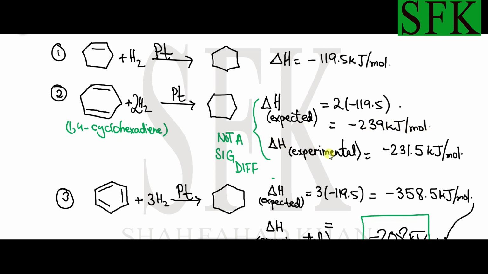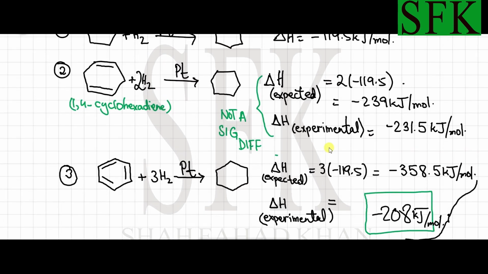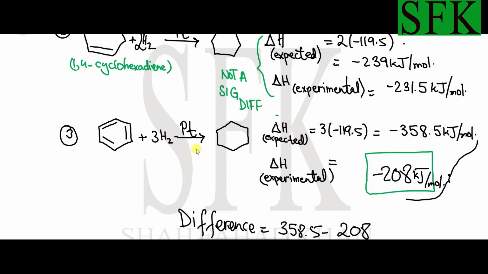But when the experiment was performed, the energy turned out to be minus 231.5 kilojoules per mole, which has some difference. The difference between the two energy levels is there, but it's not very significant. It's a very small difference between minus 239 and minus 231.5. Just calculate the difference, you'll see that it's not a big difference.